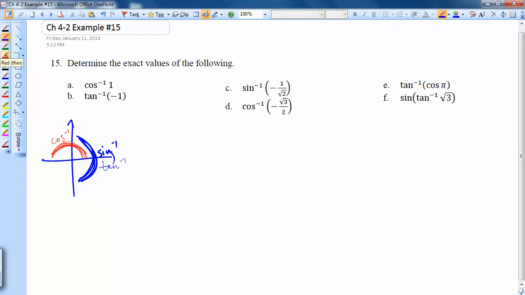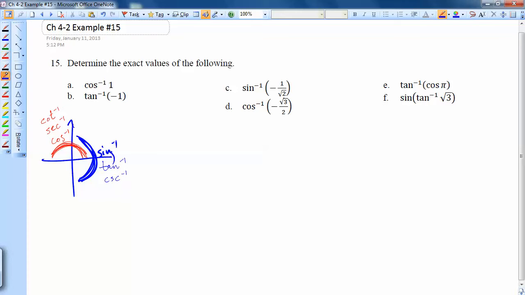If it's secant inverse, secant's like cosine, so that goes over here. If it's cosecant, cosecant's like sine, so it's over here. And then to even things out, we need to put cotangent somewhere, and cotangent happens to be over here. So now we can figure out which angles we're going to end up with as our answers.